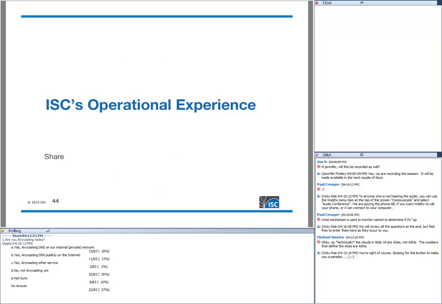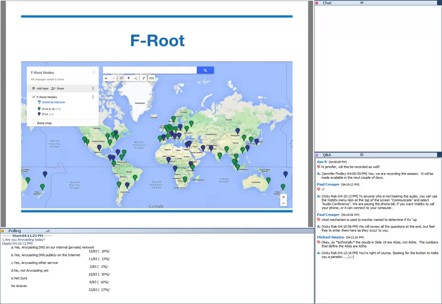And so, yeah, the first thing we are going to talk about is F-Root. Like I mentioned, F-Root was the first Anycast, and we're always interested in deploying more F-Root locations, particularly in locations underserved by the current root server deployments. On this map here, you can see all of the locations, and the green ones are ones where we are Anycasting IPv4 and IPv6 today. The blue ones are sites where we're currently Anycasting IPv4 only, and we're always looking to make more of those blue ones green. Next slide, please.